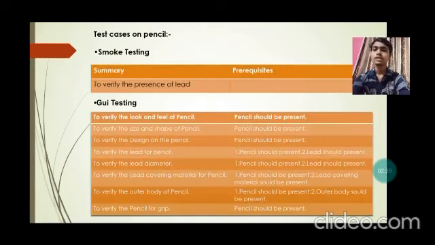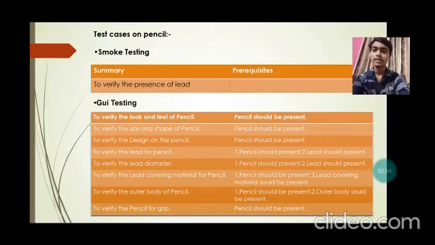So we now see test cases on pencil. Smoke testing: to verify the presence of lead. GUI testing: to verify the look and feel of pencil, pencil should be present. To verify the size and shape of pencil, pencil should be present. To verify the design on the pencil, pencil should be present. To verify the lead for pencil, pencil should be present, lead should be present.